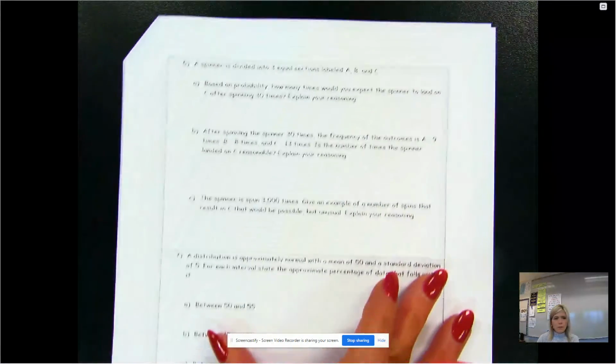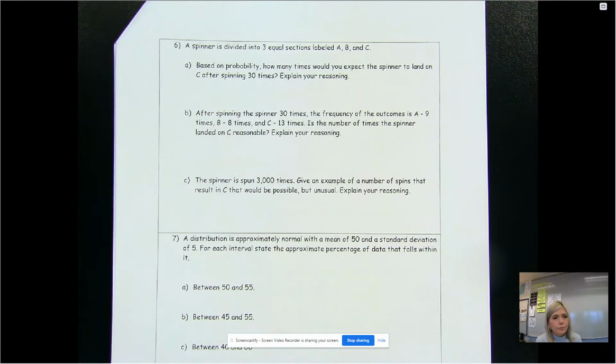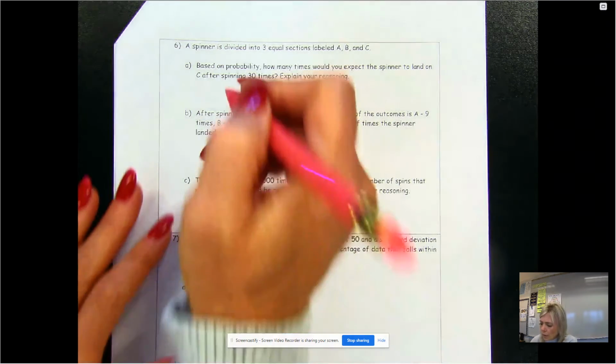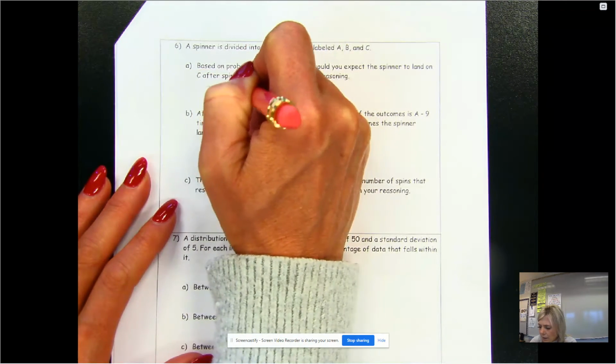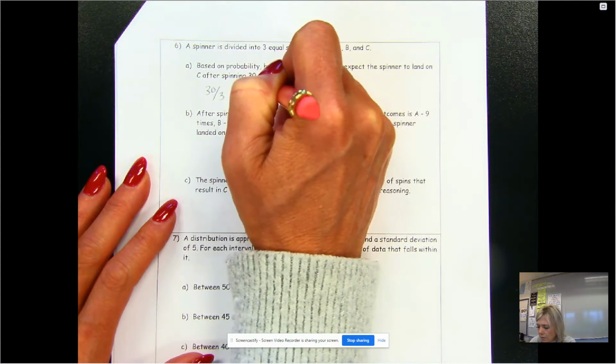Okay, just got a couple more problems here. Here we go. Number 6, a spinner is divided into 3 equal sections labeled A, B, and C. Based on probability, how many times would you expect the spinner to land on C after spinning 30 times? So because it's 3 equal sections, I would expect it to land on each of them the same amount of times. So in 30 times, if there's 3 equal sections, I would expect it to land on C 10 times.